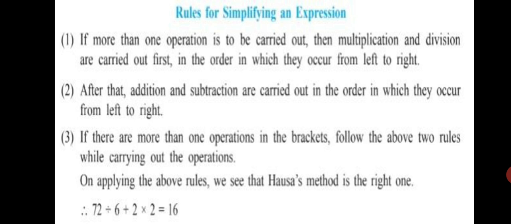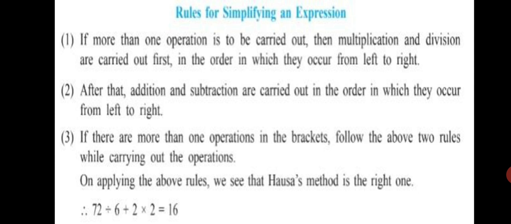But what if there are brackets? If there are more than one operations in the brackets, follow the above two rules while carrying out the operations. On applying the above rules, we see that Hausa's method is the right one. That is, first division, then multiplication, and finally addition. 72 divided by 6, you got 12. Then 2 into 2 is 4. 12 plus 4 is 16. So this way you will carry out the working in a systematic manner.